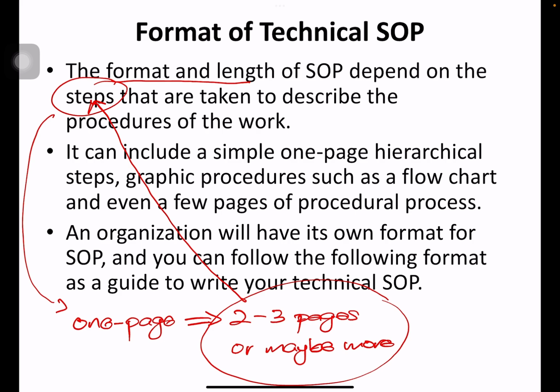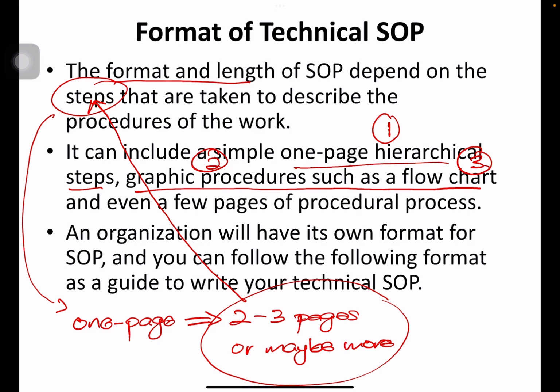Okay, all right, so it can include a simple one-page hierarchical steps. So this is one type of technical SOP. Graphic procedures such as flowchart. Over here we have two actually. So this is the second type of technical SOP, and even a few pages of procedural process. So flowchart over here will be number 3. So basically there are 3 types of technical SOP that you are going to learn for this course.